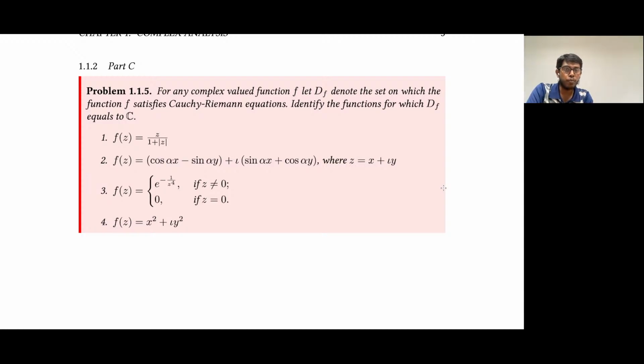It says that for any complex valued function f, let Df denote the set on which the function f satisfies the CR equations. We have already discussed the CR equations: if f = u + iv, then u_x = v_y and u_y = −v_x. We need to identify the functions in the options for which Df equals C. It means we need to identify the function for which the Cauchy-Riemann equations are satisfied for all complex numbers. Recall that if a function is analytic, the Cauchy-Riemann equations are satisfied at all points. So what is your thought about this problem? Which of the options are correct?